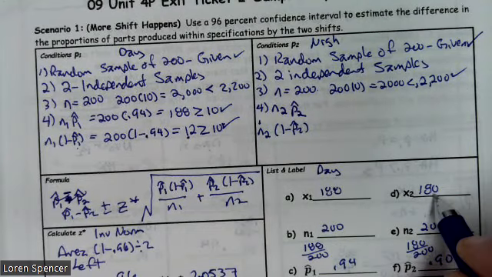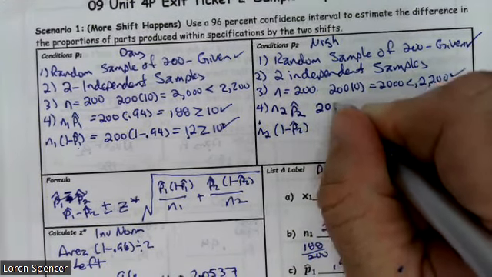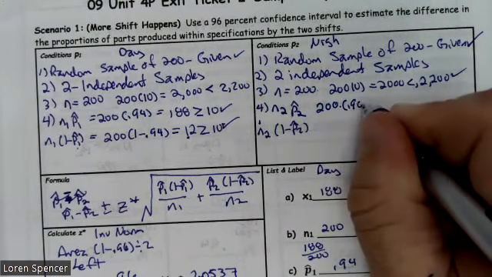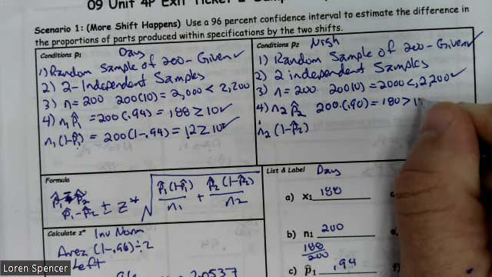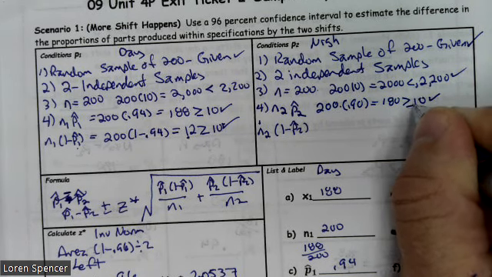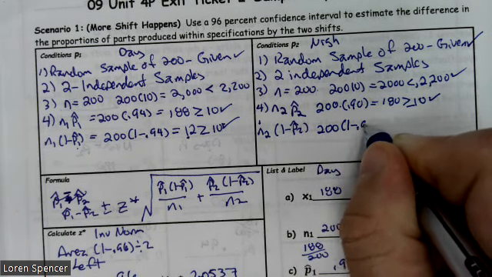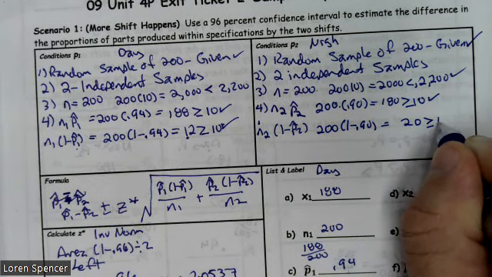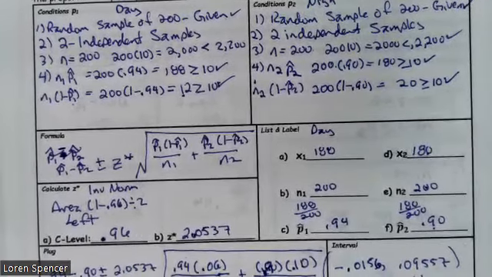The next one is our sample size is 200, and it's 200 times 0.90, which is 180, which is greater than or equal to 10. So that's good to go. And then it's 200 times 1 minus 0.90, and that equals 20, which is also greater than or equal to 10. So in this case, we know the sample sizes are large enough.